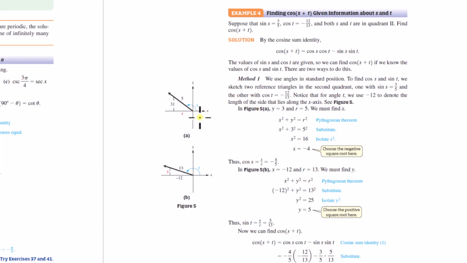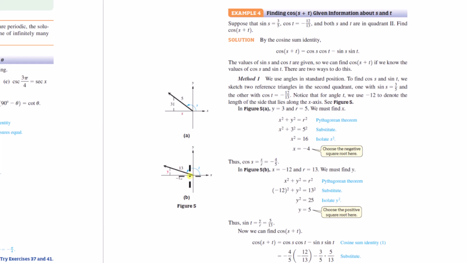So with that, we can draw some terminal angles, sides in quadrant 2, and then use what they give us here to construct the right triangle associated with the trig function definition. They give us that sine of s is 3/5. It's in quadrant 2, so it's positive 3/5, which makes sense. So opposite over hypotenuse is 3/5, but we don't know x.